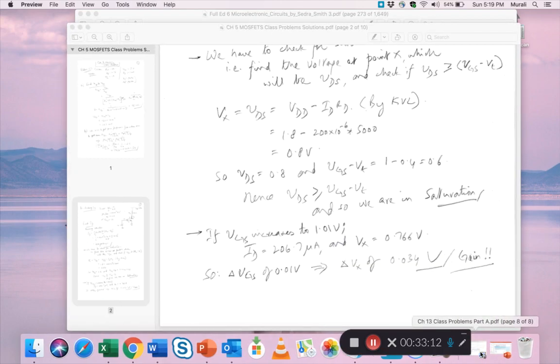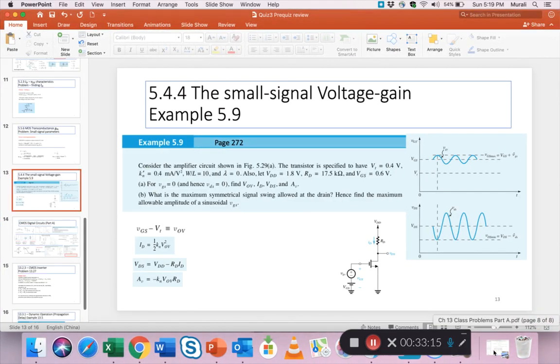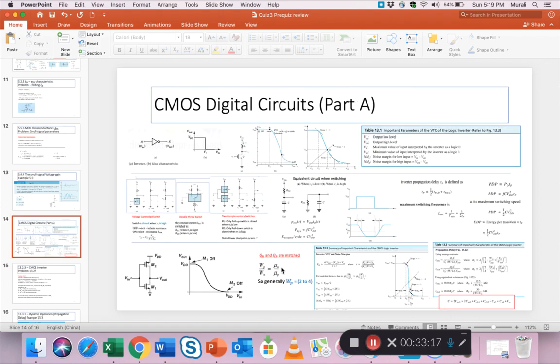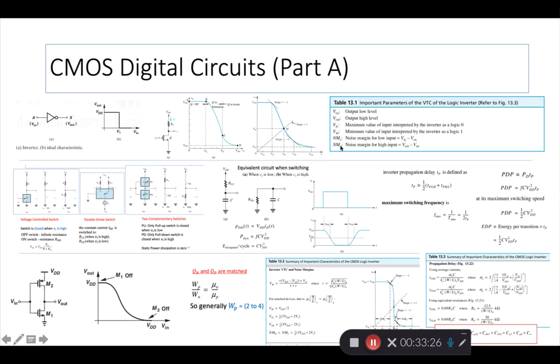I'm going to have to rush a little bit on to my next section because I still have one more chapter to cover. Not the whole chapter, but the summary. And let me expand this. So this is part A of our CMOS digital circuits. Here also I have divided it into three sections.